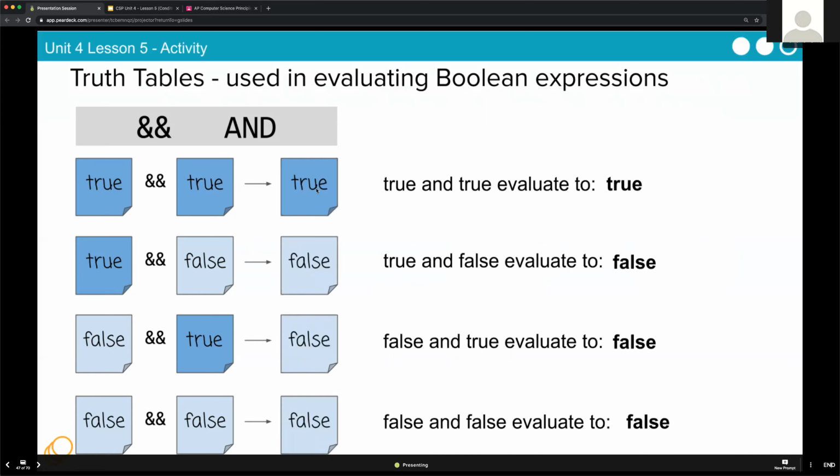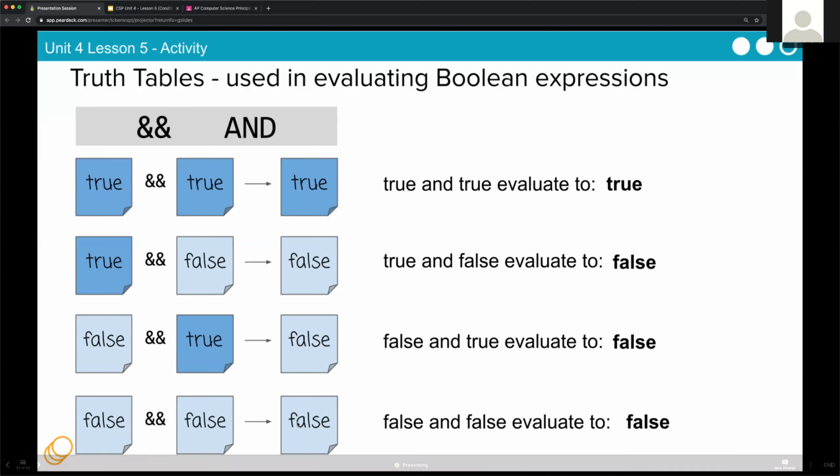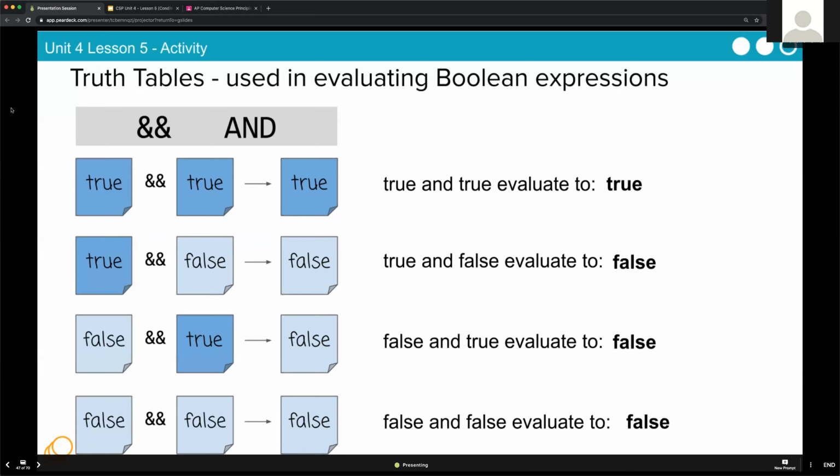True and true evaluates to true. True and false evaluates to false. False and true evaluates to false. False and false evaluates to false. I want you to take a moment and take a look at this. Do you see a pattern? Take a look at what's on the left of the arrow versus the right of the arrow. Do you think you see a pattern? And if so, what is that pattern? Anything with false is false. Okay. So if you see at least one false, it's going to evaluate to false.